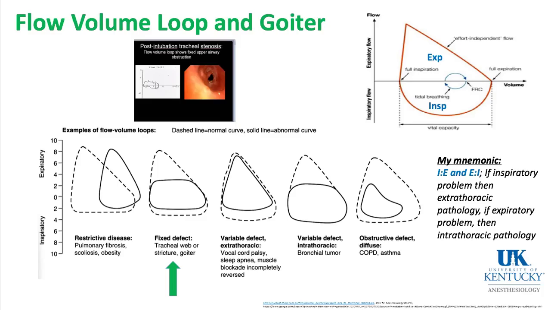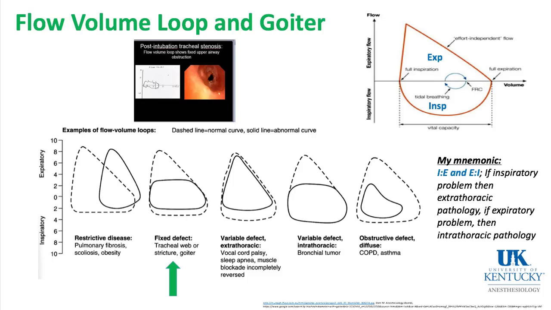One way to remember the effects of different things on a flow volume loop is the mnemonic that I utilize, IE and EI. If the problem is extrathoracic, in general, and it's a dynamic one, like a vocal cord problem, paralyzed vocal cord, you would try to take a breath in, and there would be inspiratory problems. The vocal cord would be sucked in and obstruct the airway.